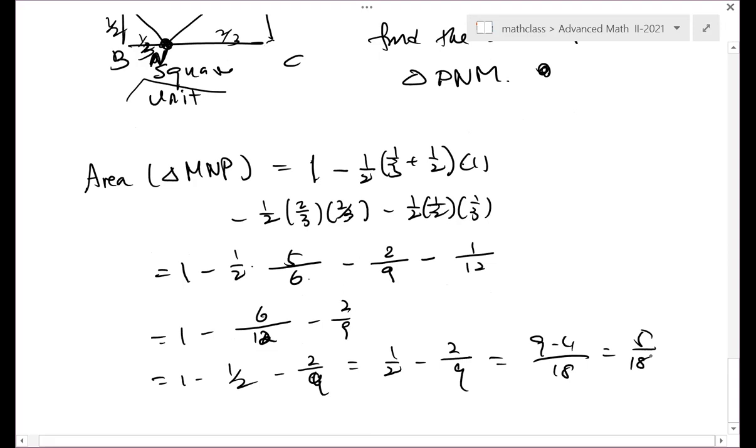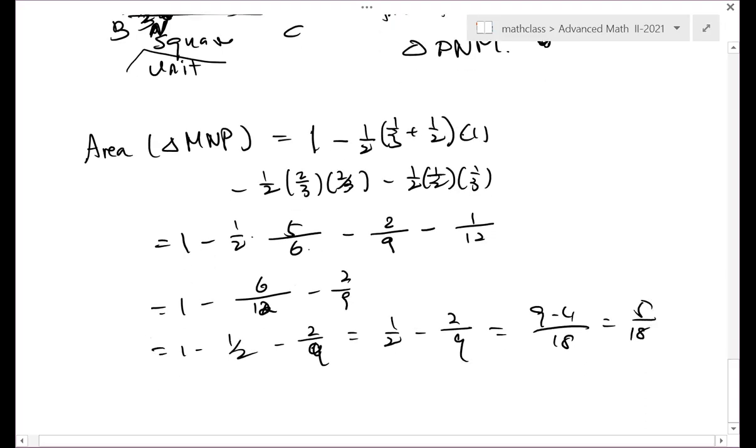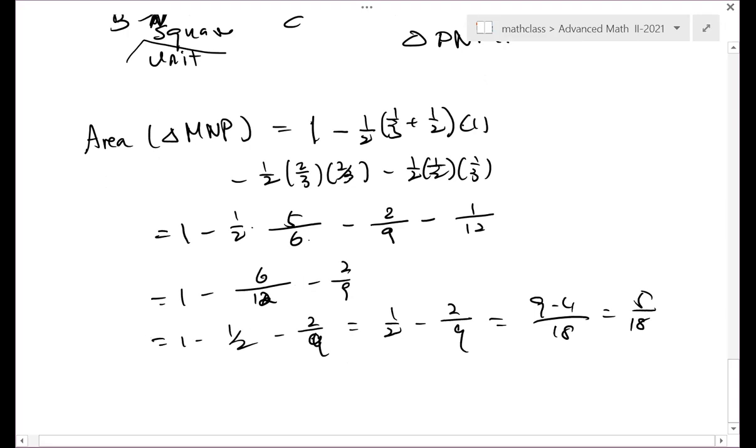Now, if you find each side of the triangle, those will be irrational numbers, and if you try to use Heron's formula, it's too complicated. You involve radicals, and you're probably not able to simplify. So now we get 5 over 18. This is called the subtraction method.